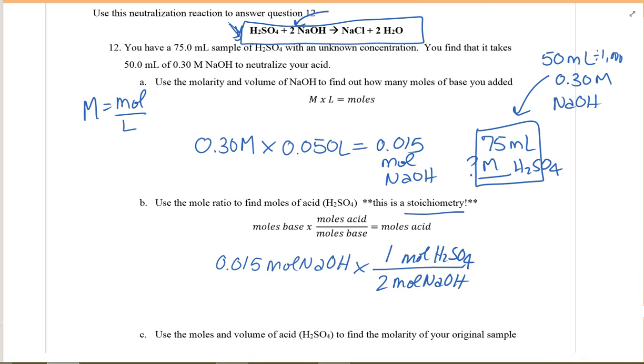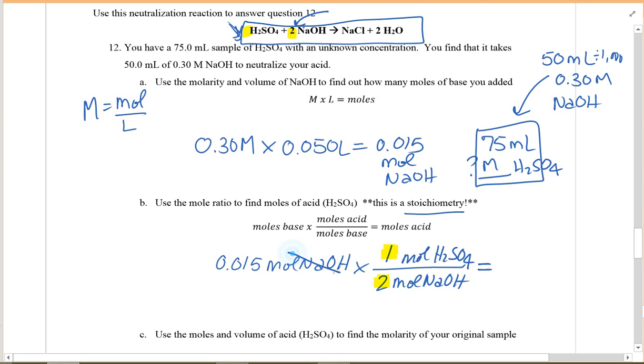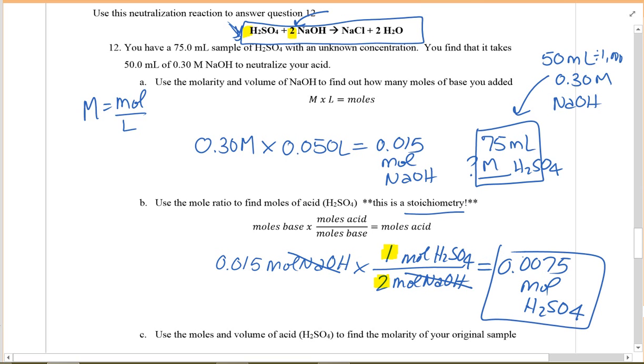And where did I get those numbers from? I got them from the coefficients right up here. There's a 2 in front of the sodium hydroxide, and there's no number in front of the H2SO4. When you see no number, that means you've got one of them. So it's a 1-to-2 ratio. Notice how the units that I start with have to be on the bottom of the fraction. That's how I know that it's 1/2 instead of 2/1. The units here need to match the units on the bottom. If you plug this in your calculator, 0.015 times 1/2, you get 0.0075 moles of H2SO4.